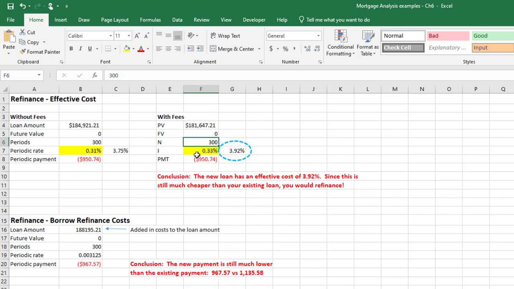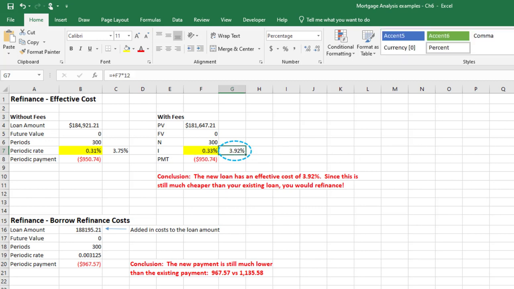But we do have to make these payments over the 25 years, and so what we do is we solve for the rate, annualize it, and we come up with an effective interest rate over those 25 years of 3.92% per year. Now, because that's still much cheaper than our existing loan, we're going to refinance.